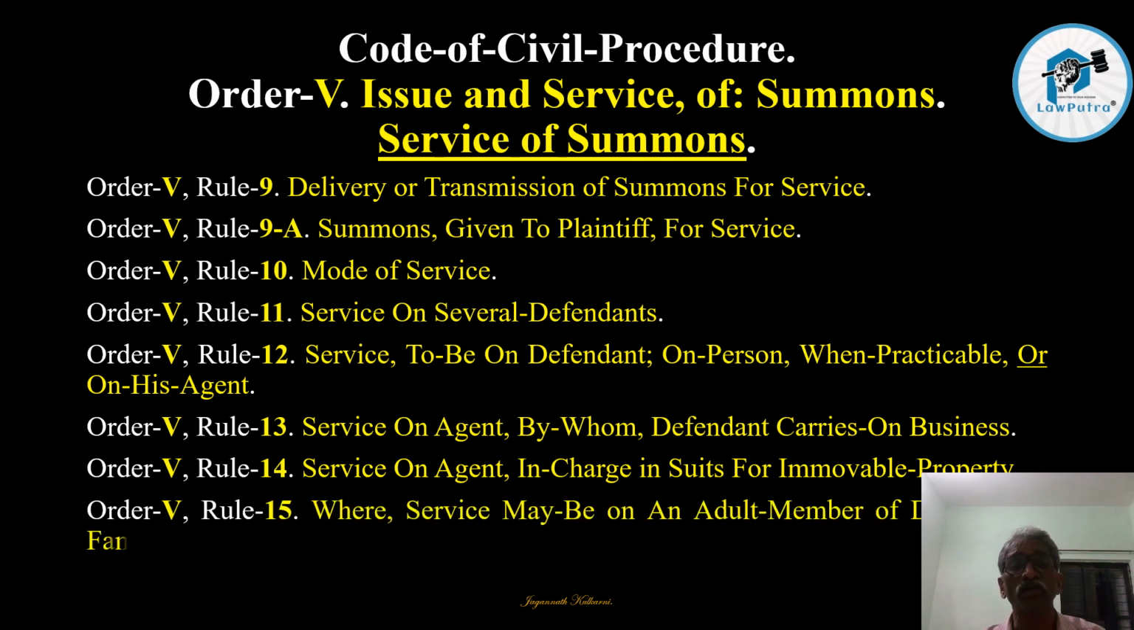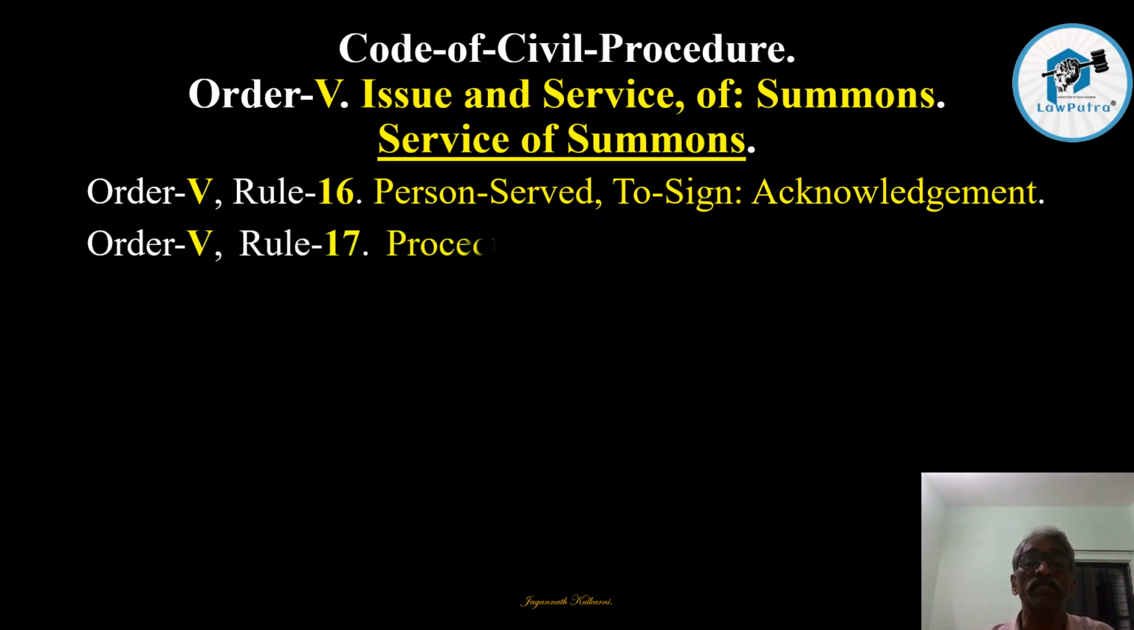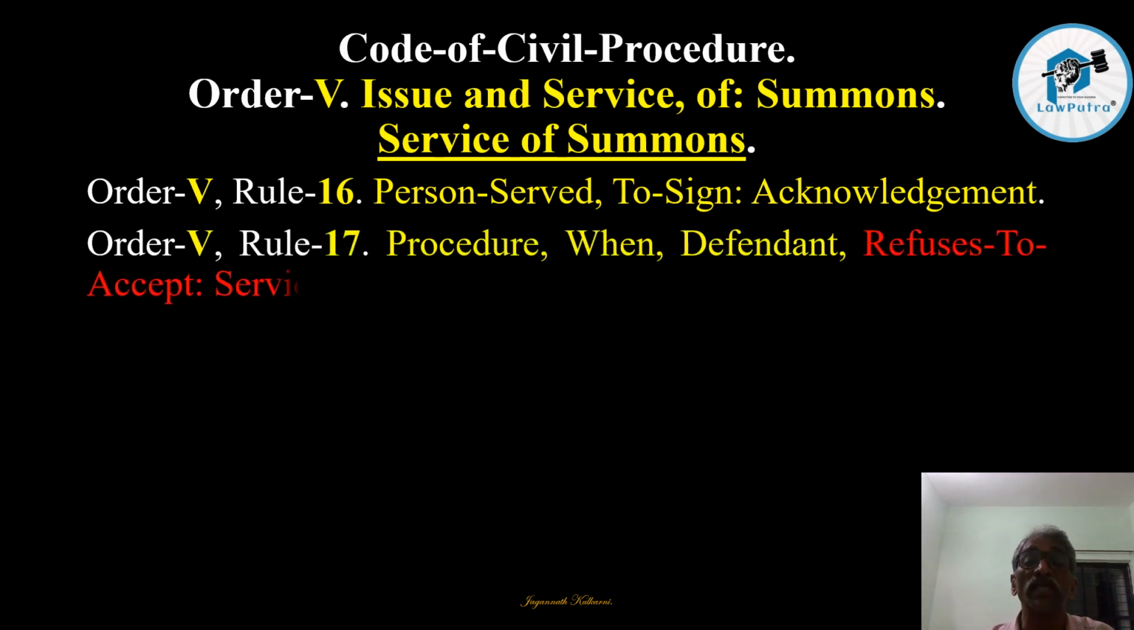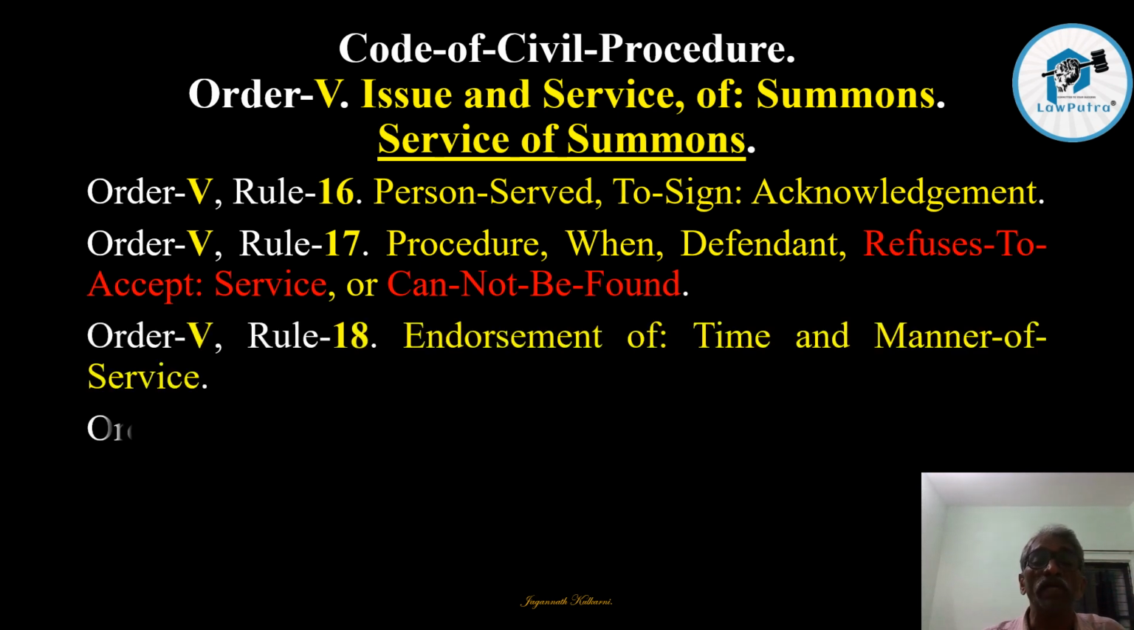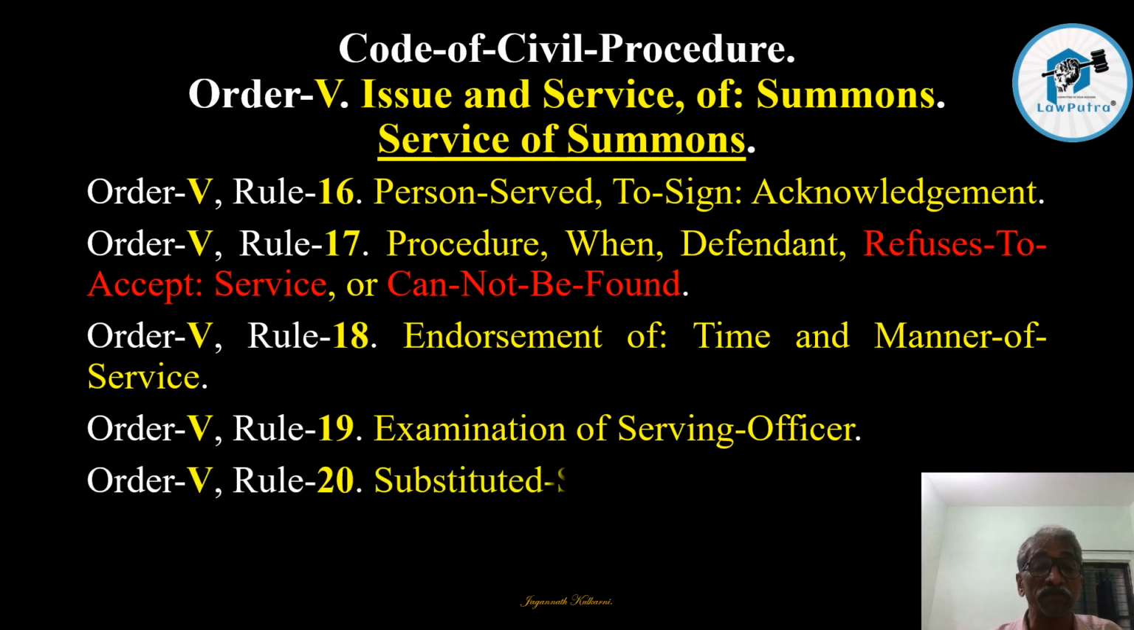Rule 15 is about where service may be on an adult member of the defendant's family if the defendant is not available. Then Rule 16 is person served to sign acknowledgement. Procedure when defendant refuses to accept service or cannot be found, we can find it in Rule 17. Then Rule 18 is about endorsement of time and manner of service. Rule 19 is about examination of serving officer.